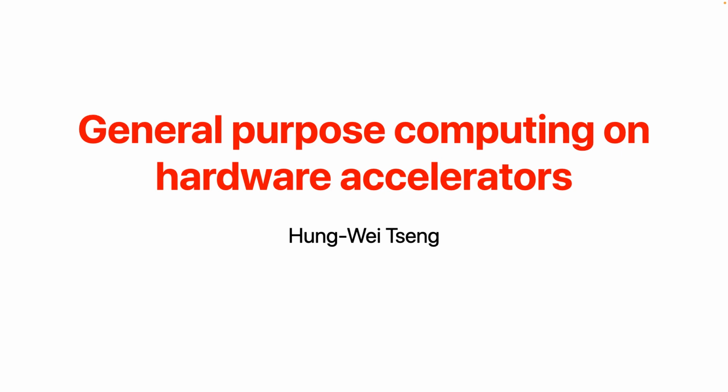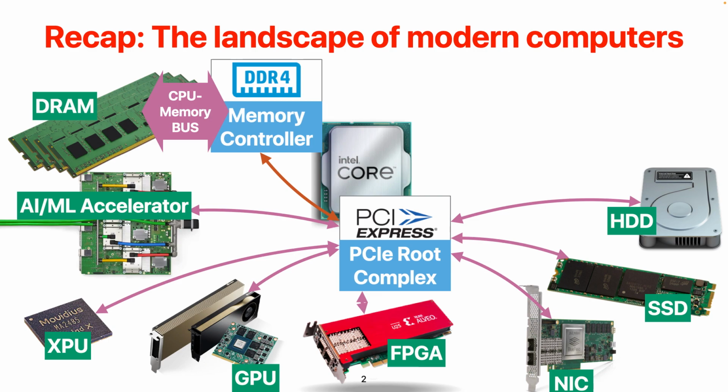Anyway, all right. So today we are going to continue our discussions on hardware accelerators, but today we are going to shift the angle a little bit from domain-specific accelerators to general-purpose computing. The landscape of modern computers is pretty much like this, right? As we mentioned before, nowadays in our computers, we not only have the CPU, but also GPUs and many AI accelerators.